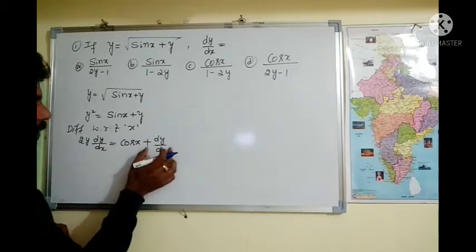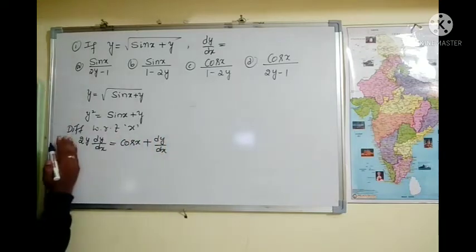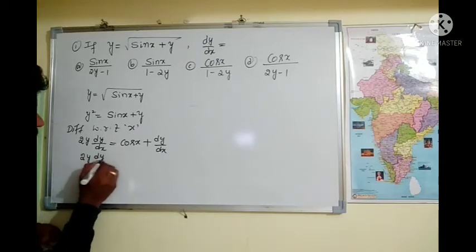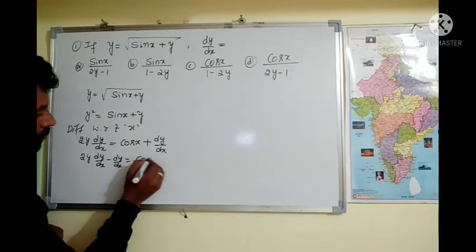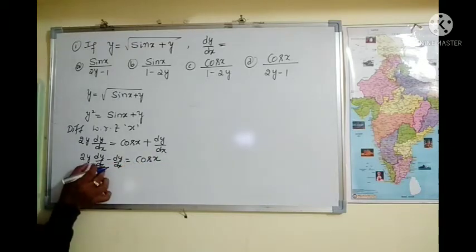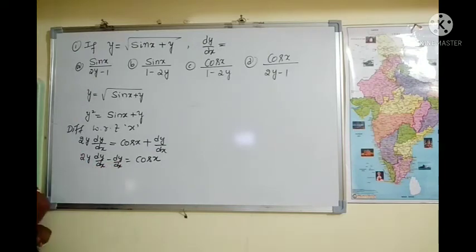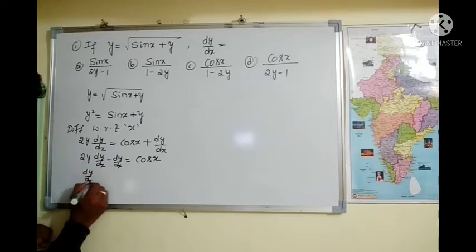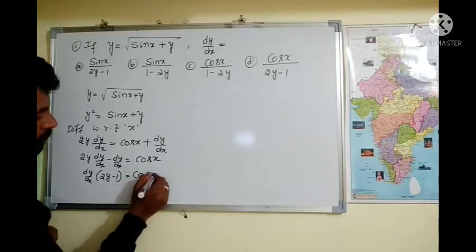Now here we have dy by dx on the right hand side. Take this dy by dx to the left hand side, we get minus dy by dx. 2y into dy by dx minus dy by dx is equal to cos x. Here we have dy by dx, here also we have dy by dx. Take dy by dx common: dy by dx of 2y minus 1 is equal to cos x.